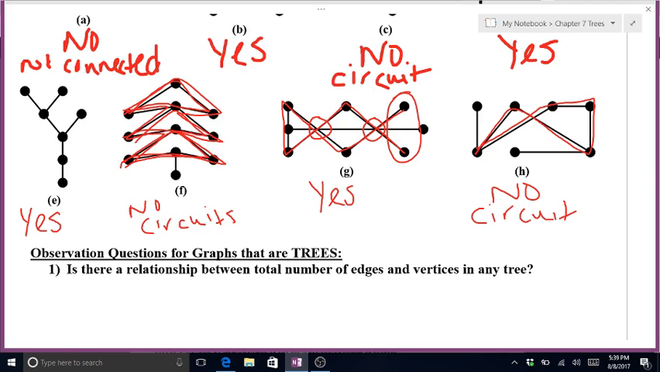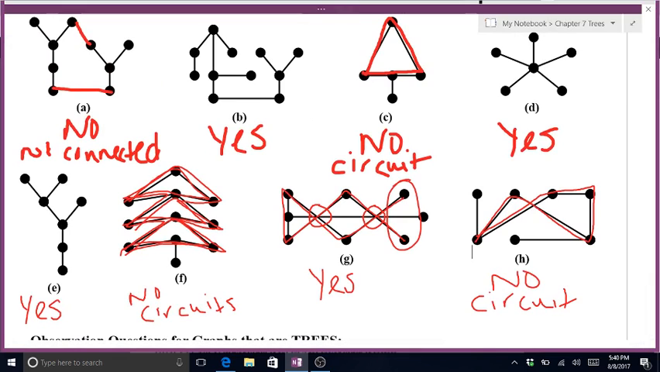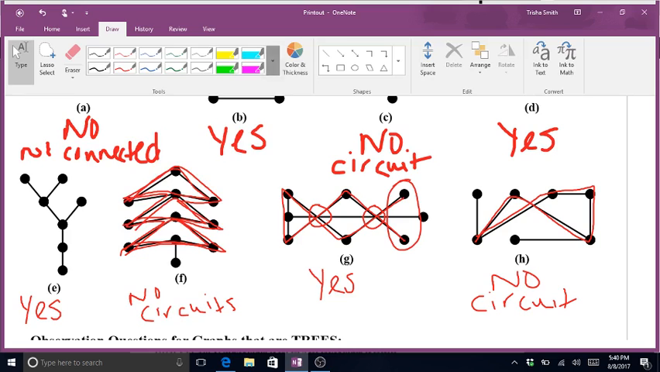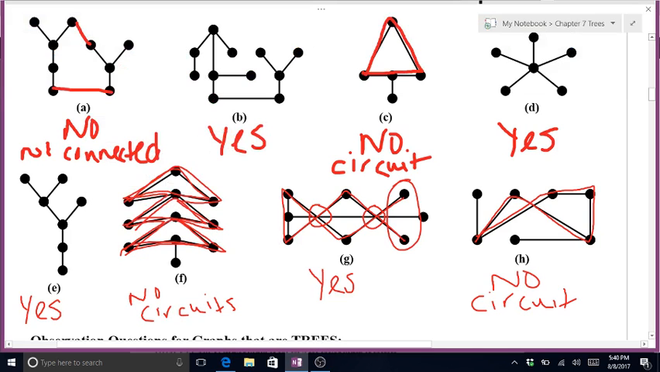Okay, so we're going to look at these graphs and come up with some conclusions or some observations from them. Observation number 1: is there a relationship between the total number of edges and vertices in any tree? So what we want to do is go back and look at all the ones that we called trees. Let me pick a different marker color here. We're looking at vertices and edge relationships.